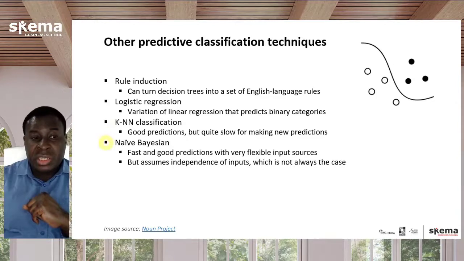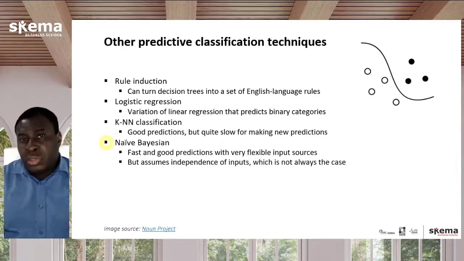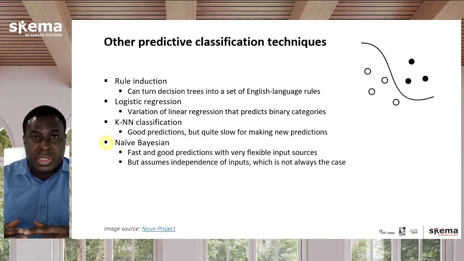Naive Bayesian is another popular classification approach that has fast and generally accurate predictions and is very flexible in its input sources, but it does have a statistical assumption of the independence of inputs, which often is not the case in the real world, and that results in the fact that sometimes it does not have such accurate predictions because of the specific nature of the data set.